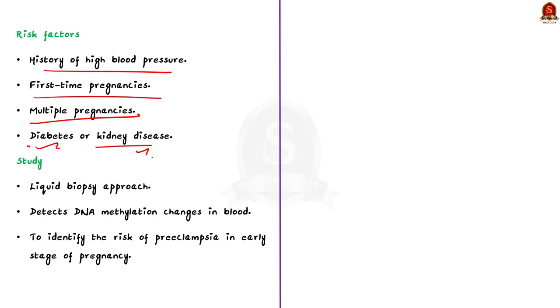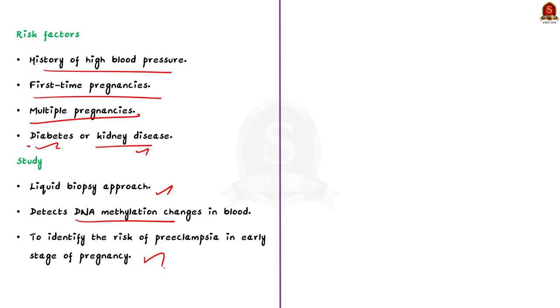Now, let's come back to the study mentioned in the news article. A new liquid biopsy approach was created to predict preeclampsia in the early stages. This method detects the DNA methylation changes in the blood that are associated with preeclampsia. This approach could be used to identify the risk of preeclampsia in the early stages of pregnancies so that they can be treated with aspirin. This model was able to predict 72% of cases of early preeclampsia.